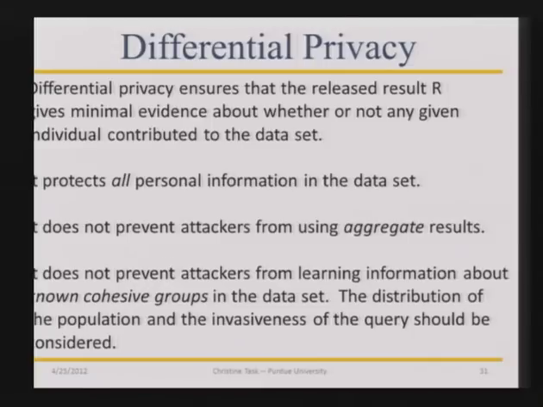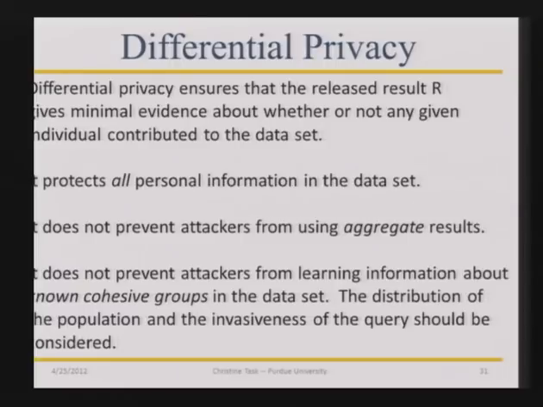And it does not protect attackers from learning information about cohesive groups that are known to exist. So again, if we know that the distribution of our population is in clumps of people and their best buddies, if we imagine the population is over sororities, for instance, or fraternities, some group of people that's large and may tend to act in a similar way along some line of questions, then we need to consider that, right? Conclusions may be drawn about those groups. We need to consider the ethics of releasing the results. But again, this is normally what you do in research.